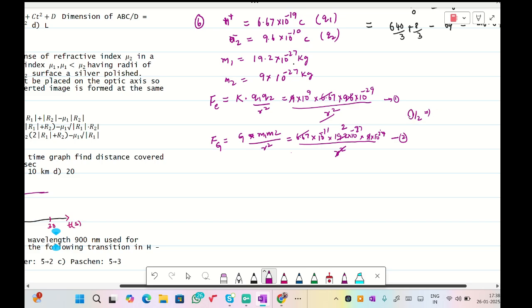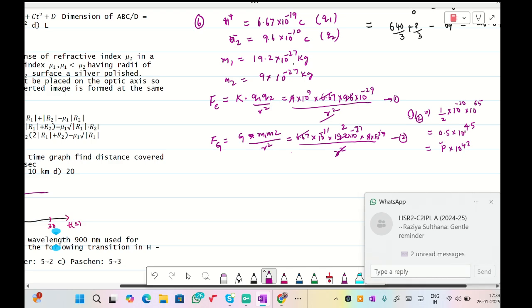Therefore, equation 1 by 2. Remaining is how much? 1 by 2 into, everything is cancelled, 1 by 2 into 10 power minus 20 into 10 power 65 remains. So that is equal to 0.5 into 10 power, 20 gets cancelled, 65 minus 20 means this will become 45. Right. So the answer is given as p into 10 power 43. They're asking the p value. P into 10 power 43. 43 I want here. So multiply by 100, then 50 into 10 power 43 will come.